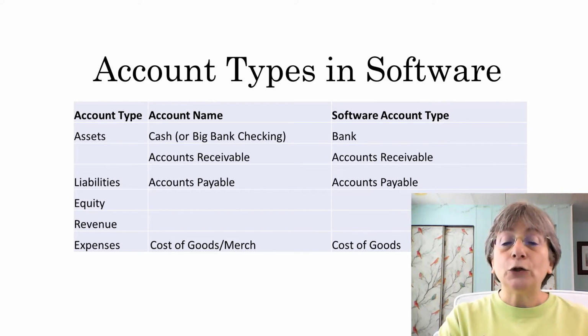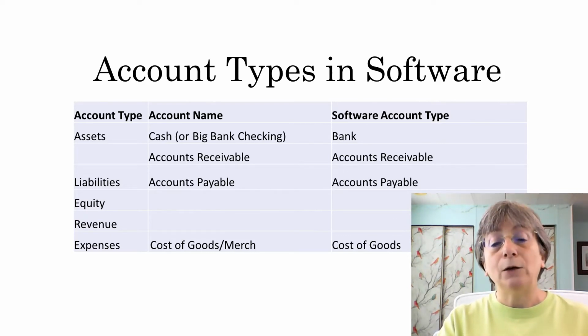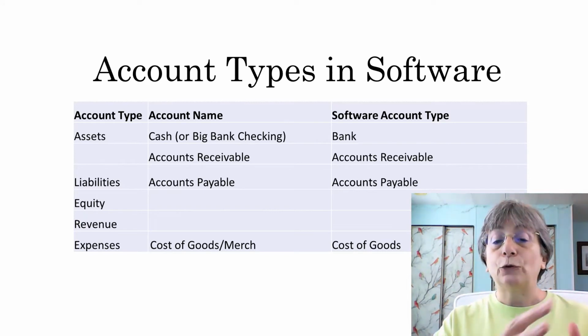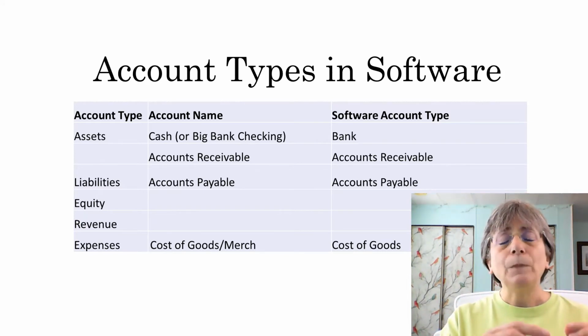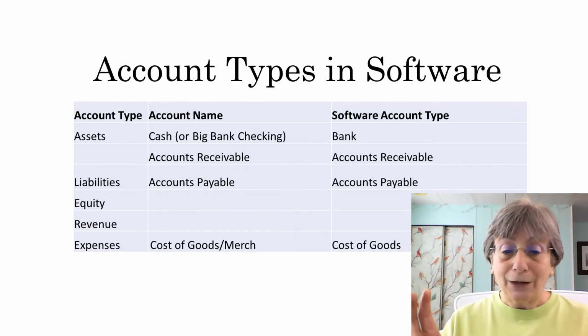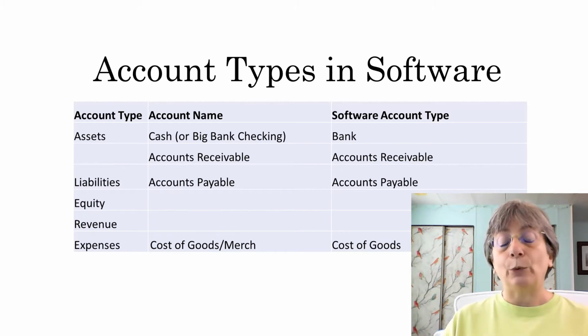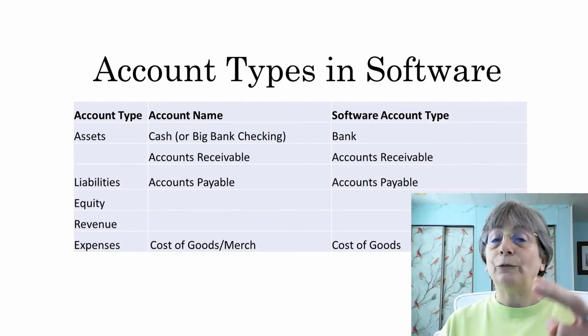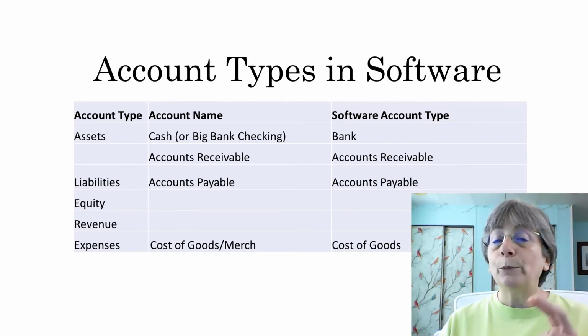Now, if we sell to our customers on credit or on account, meaning they will pay us later, in accounting class, we would categorize this as an asset called accounts receivable. In our software, we would call this account type accounts receivable rather than asset. And this tells our software that we will want to be able to invoice our customers, receive payments from our customers, and run reports showing what our customers owe us.